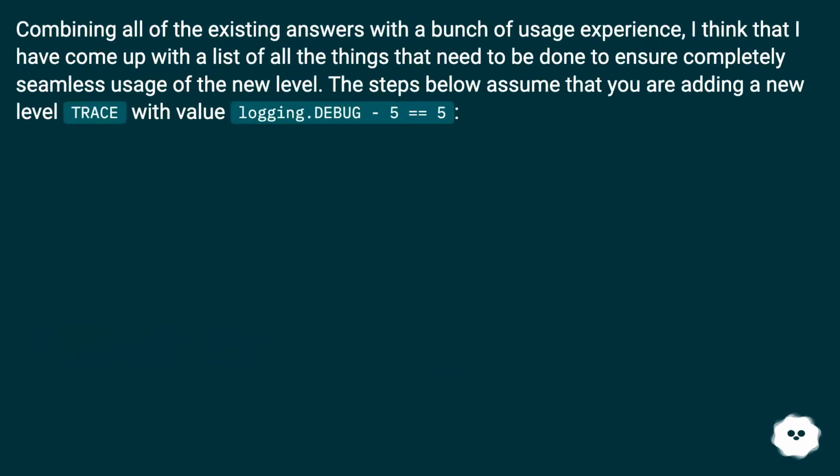Combining all of the existing answers with a bunch of usage experience, I think that I have come up with a list of all the things that need to be done to ensure completely seamless usage of the new level. The steps below assume that you are adding a new level TRACE with value logging.DEBUG - 5 == 5.